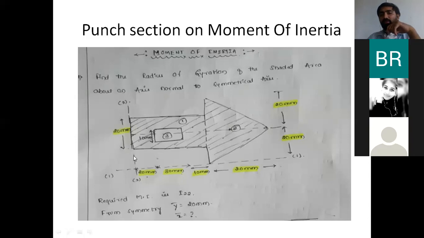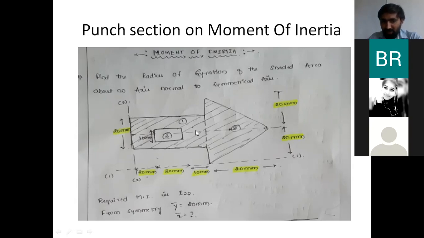So whatever values you are finding out will be with reference to the 2-2 axis only. There is no need of calculating your 1-1. Similarly, if you look at this figure, what is the centroid of this one with reference to the 1-1 axis? So directly you can find out the CG value of this entire figure with reference to the 1-1 axis.